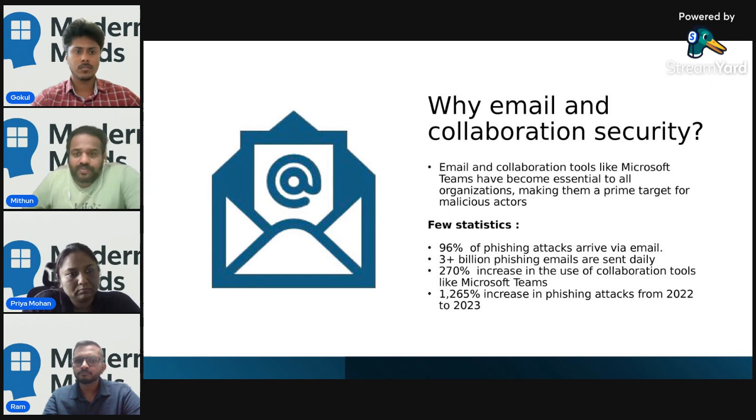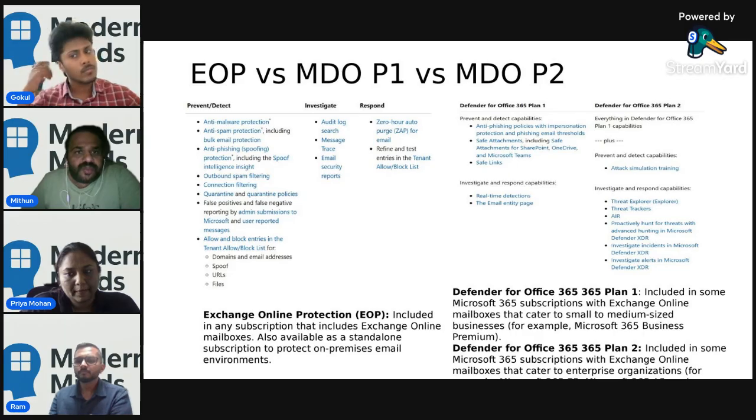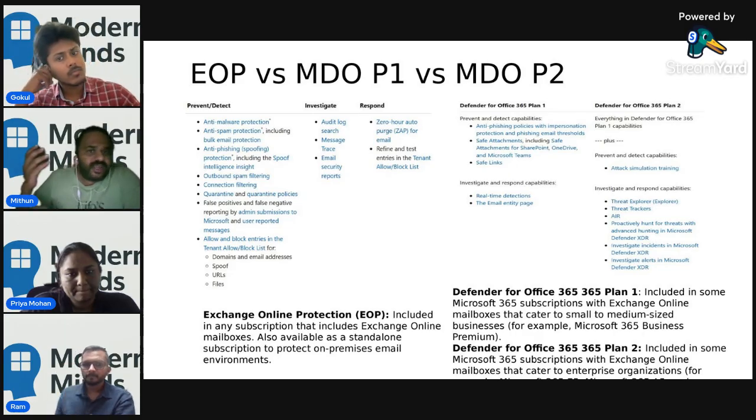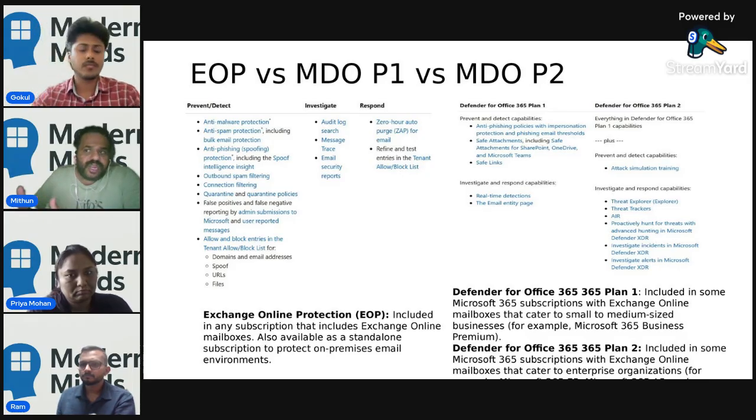Moving on to the next topic, this is a quick overview of the different licensing: EOP versus MDO Plan 1 versus MDO Plan 2. When it comes to EOP, as I said, you will get default anti-malware protection, anti-spam protection, bulk email protection, anti-phishing protection, and outbound spam filtering as well, along with the connection filtering that we have seen previously. And when email gets quarantined, by default you will get quarantine policies, with the help of which you can manage your quarantine. That is available as part of EOP.